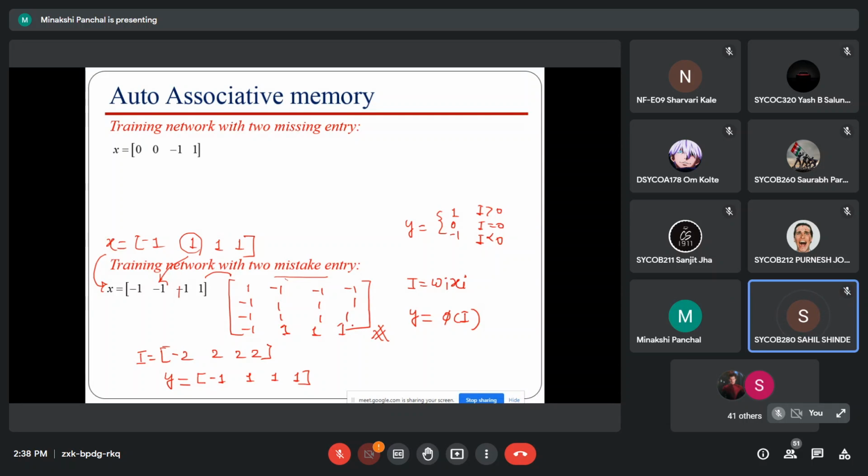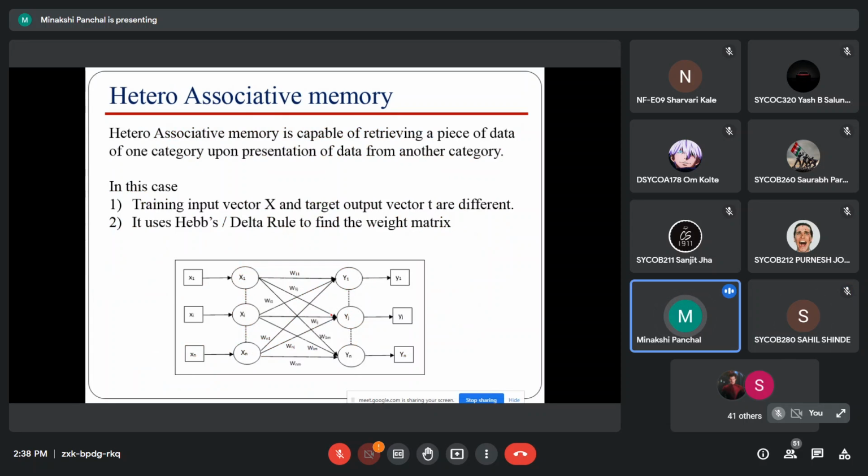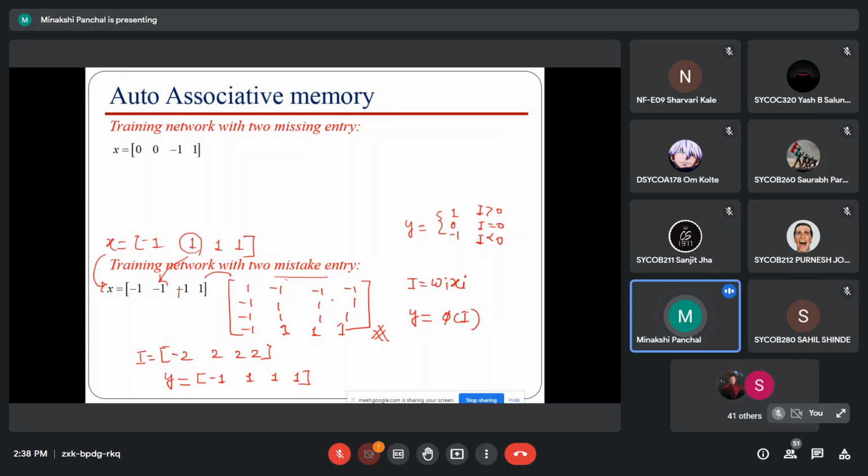Yes, ma'am. Okay, so I am just giving you one simple example before going to hetero. So let us take one simple example. I am giving you one input. S equals 1 1 -1 -1. Okay, what I am expecting: train the given network for auto associative for one missing, only for one missing value.